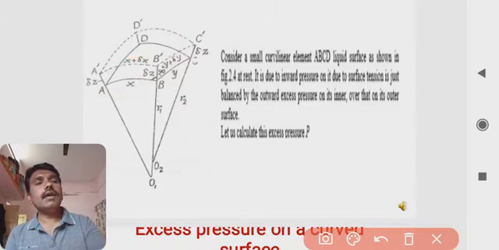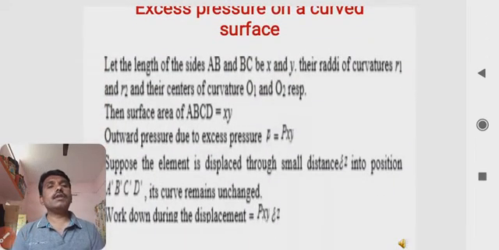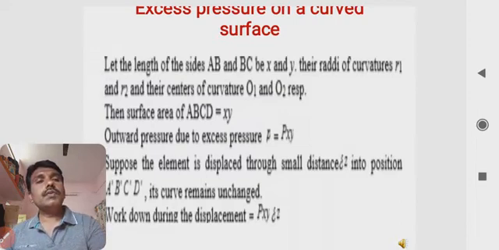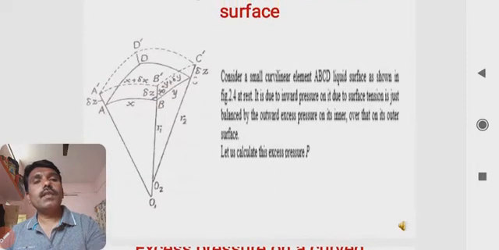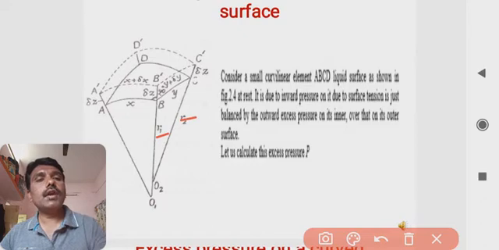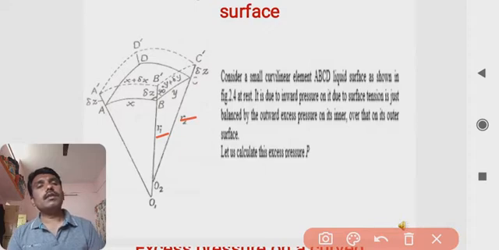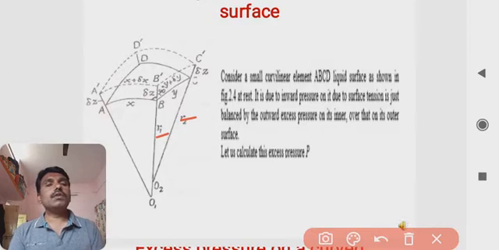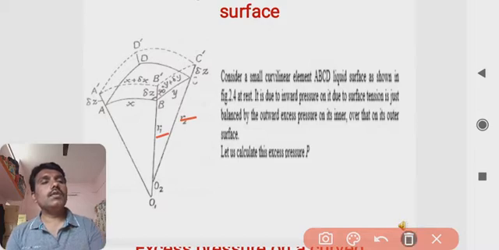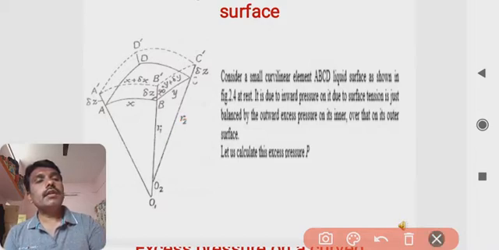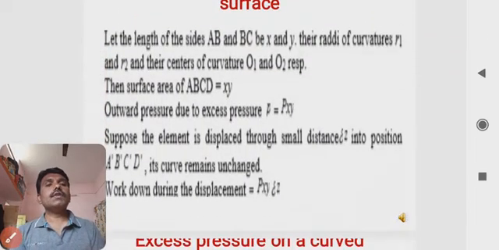Again, as far as curved surfaces are concerned, an important factor here is the radii of curvature R1 and R2. Look at this diagram again. Here this is R1 and this is R2, the radii of the different surface curvatures. If you look at BO1 and CO2, they have radii R1 and R2. Related to this, another part is the centres of curvature, O1 and O2.